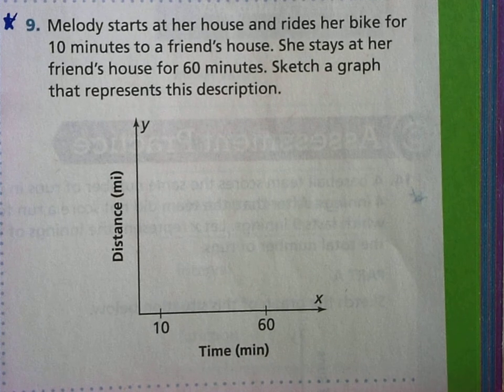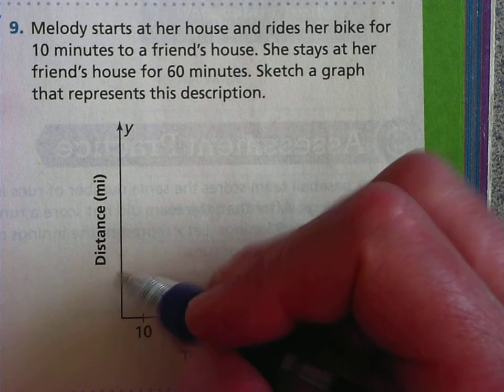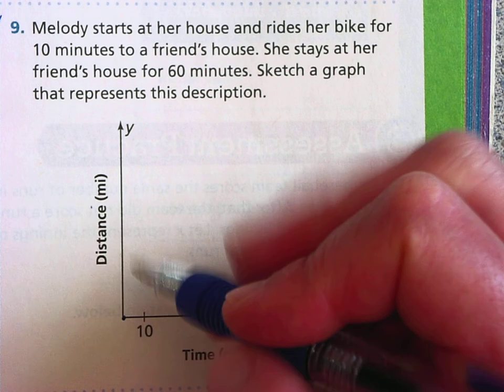Let's look at this one. Melody starts at her house and rides her bike for 10 minutes to a friend's house. So she starts at her house. So she hasn't gone anywhere. That's why this distance is going to start at 0. She hasn't gone anywhere yet.